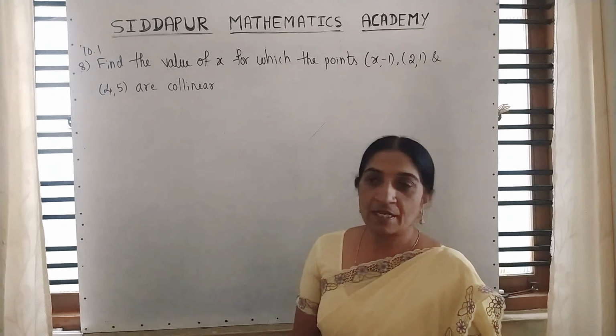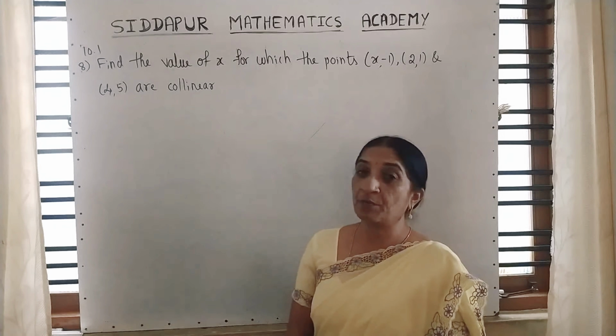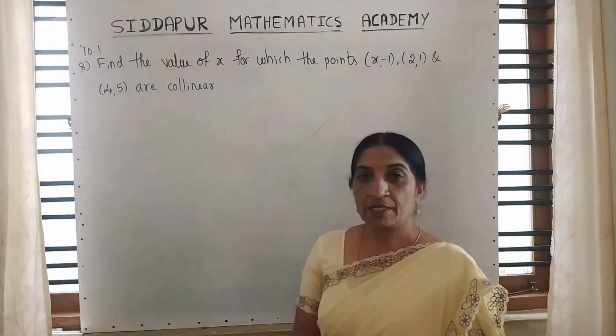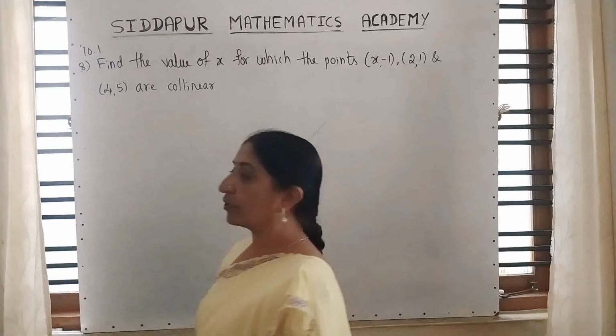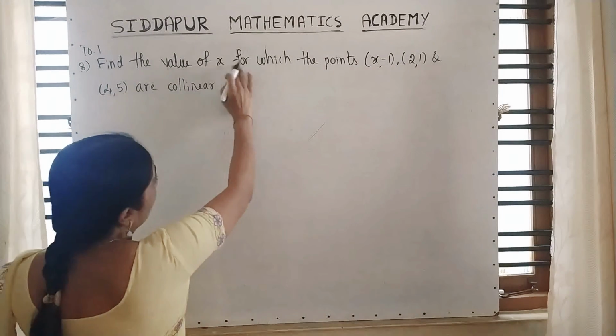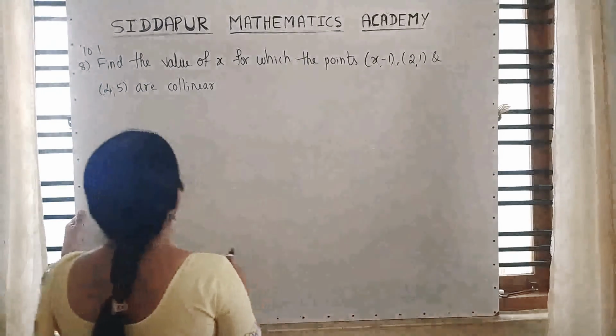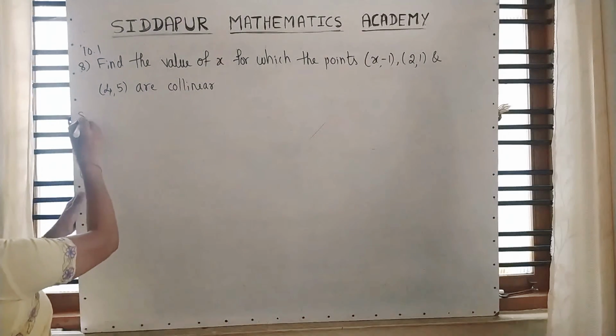So in the last class, I completed 7 examples from 10.1 from NCERT. Now in today's class, I am continuing with the next question. See, find the value of x for which the points (x, -1), (2, 1) and (4, 5) are collinear.